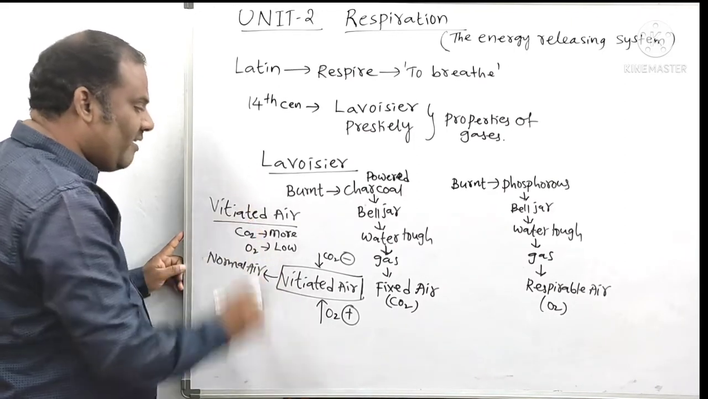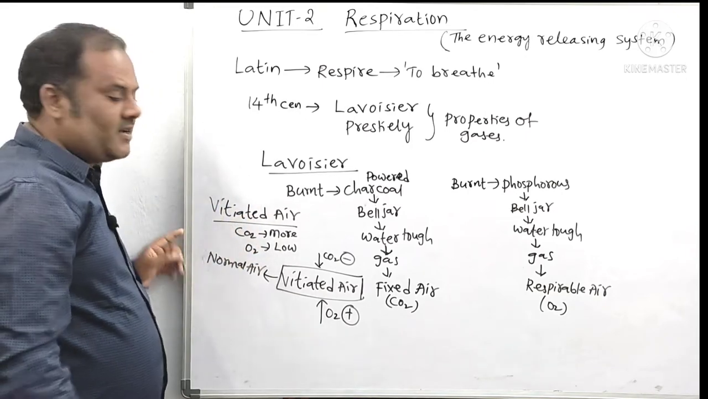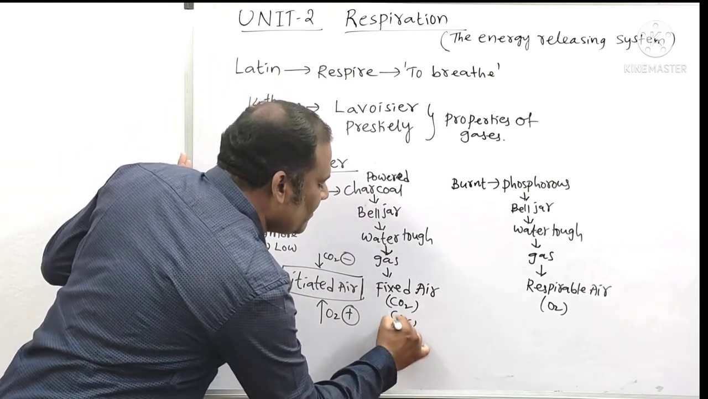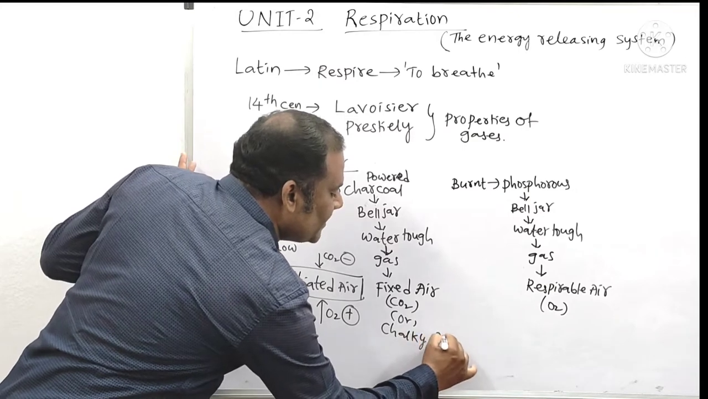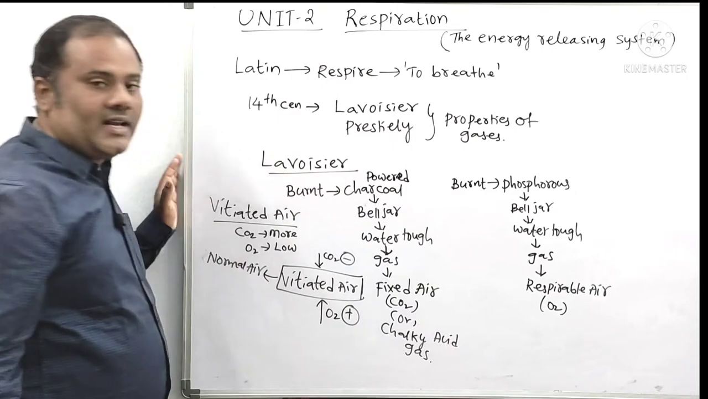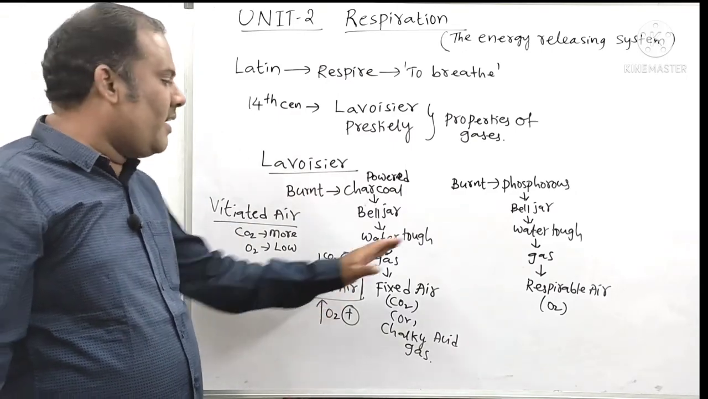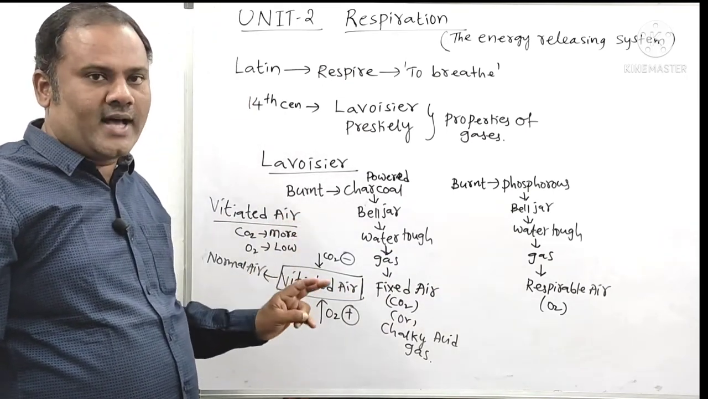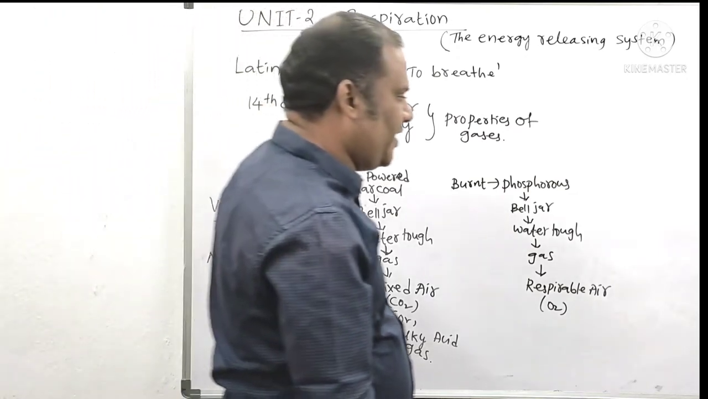Indirectly, vitiated air is nothing but carbon dioxide gas. It is also called fixed air, or chalky acid gas. So by these experiments, Lavoisier told that oxygen and carbon dioxide are the two important gases that play a major role in the process of respiration.